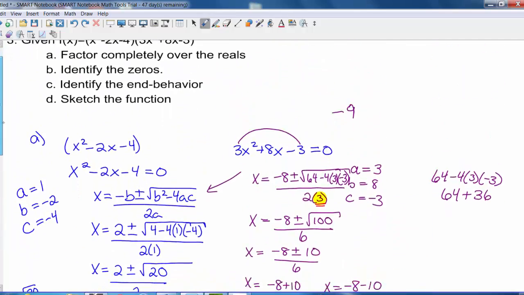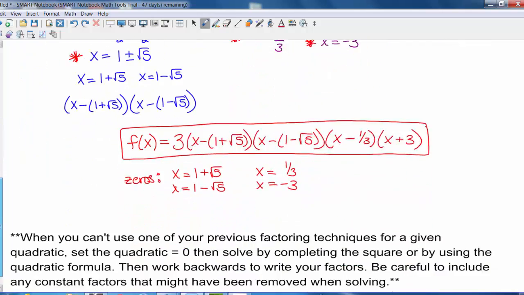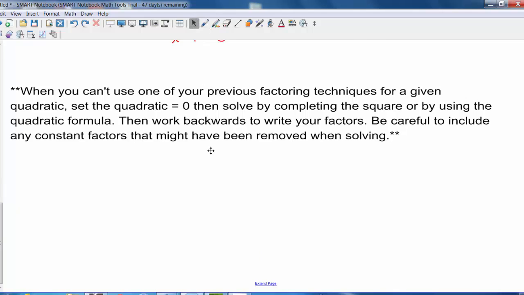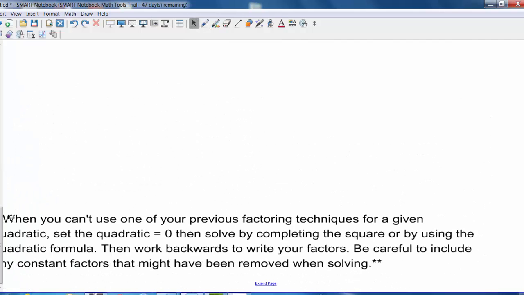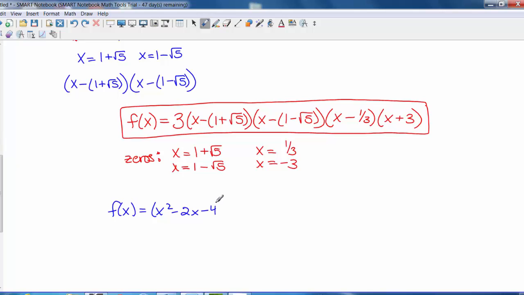Part C asks to identify the end behavior. So my original, I'm going to extend the page and move this down. So my original function, I'll rewrite it down here again just so you guys have it. F of x is equal to parentheses x squared minus 2x minus 4 and 3x squared plus 8x minus 3. So in order to find my end behavior, remember I would need it in standard form so I can identify my dominant term.